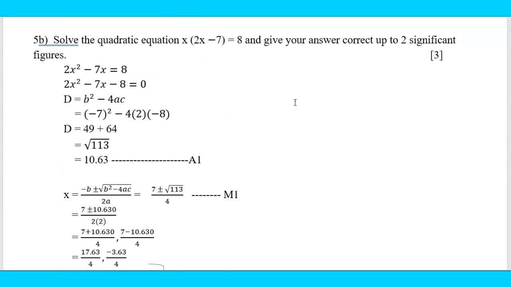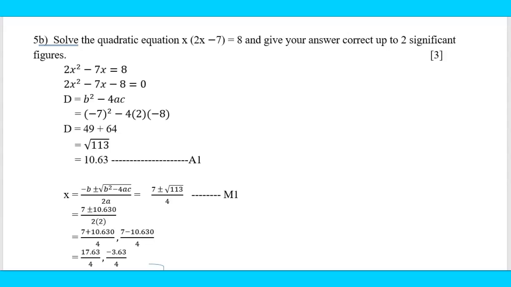In the next question, 5B, many students have not written the answer correct up to 2 significant figures. Here, after finding b square minus 4ac, and then substitution in the formula, you will get 1 mark. Finding the square root of 113 by using the square root table, you will get 1 mark. Some students forgot how to find the square root of 113. We'll discuss that in the coming session.